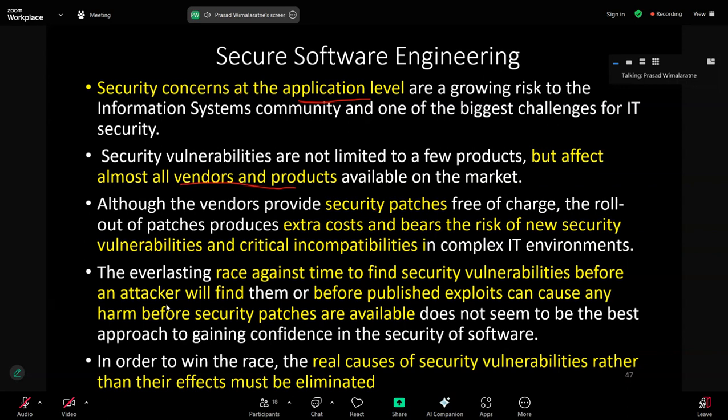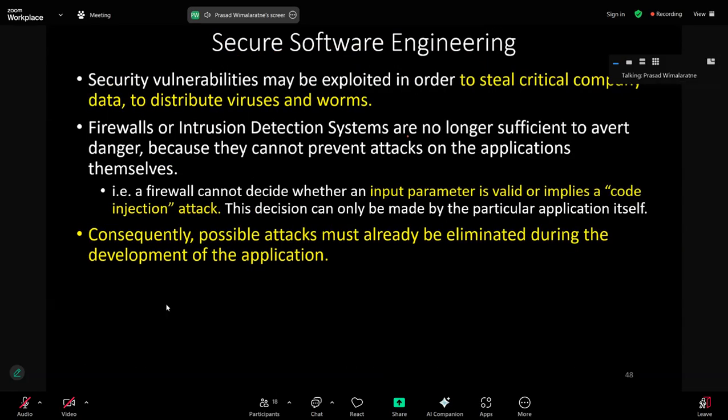So that's what we are looking at through SSE or secure software engineering, which we look at in the first part of our discussion today, in the handout actually, which we might have to continue in the next discussion as well.